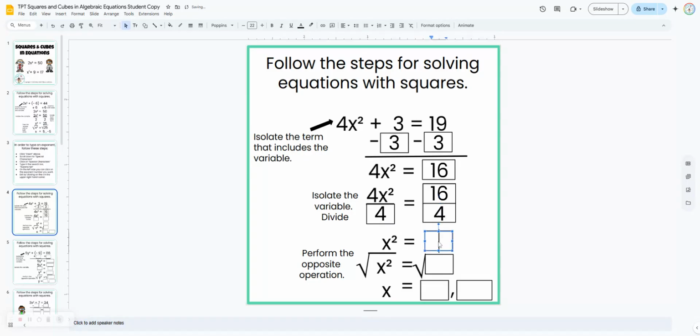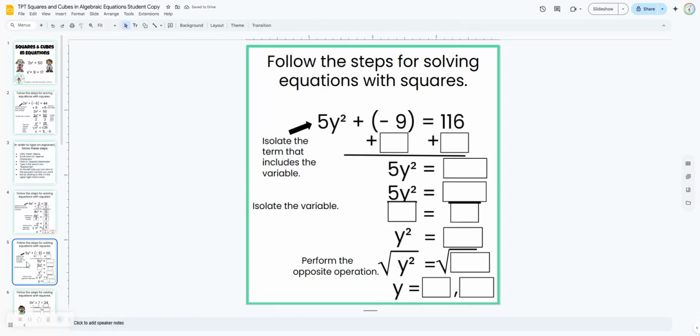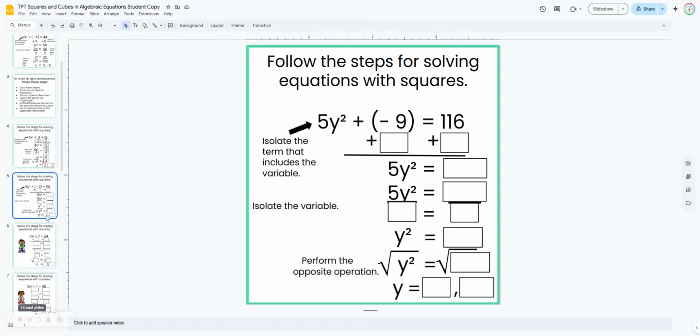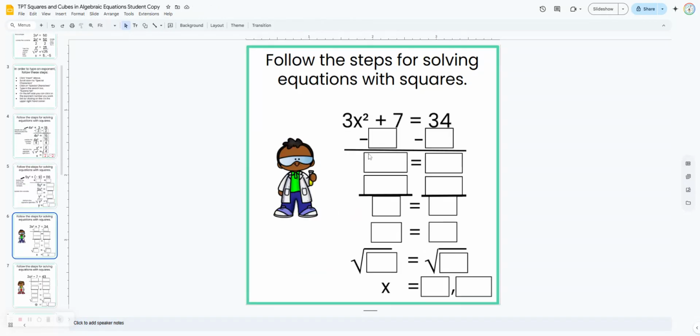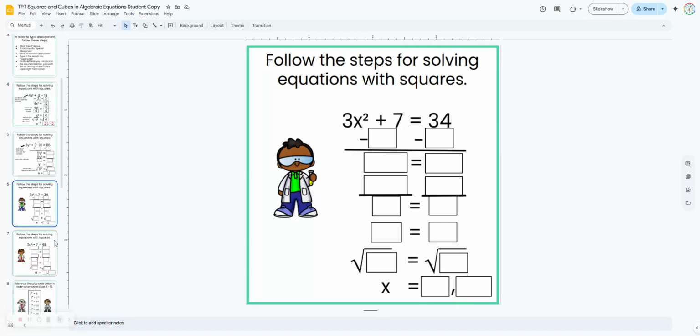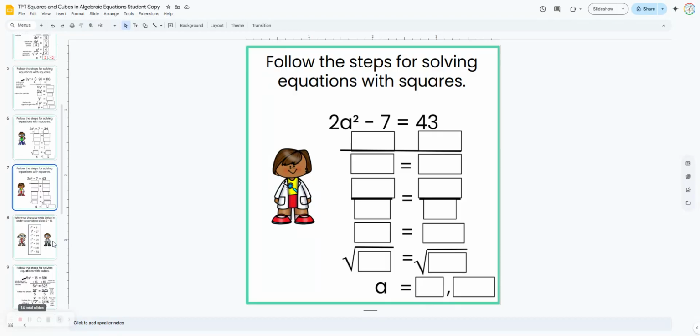This will give us x squared equals 4. Now we're going to isolate the variable by taking the square root of both sides, and that'll give us two possible answers, 2 or negative 2. Now students have more of these to complete, and then when they get down to slide 6, they're going to have to fill in every single one of the text boxes to solve for the variable.